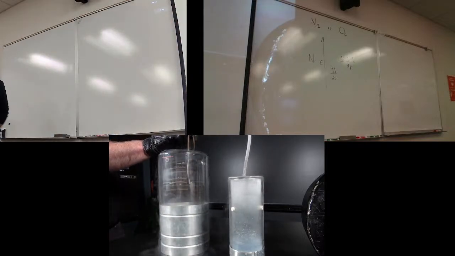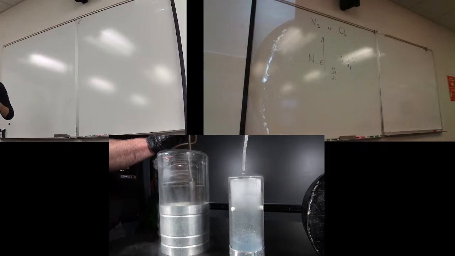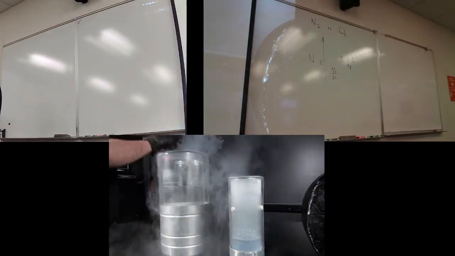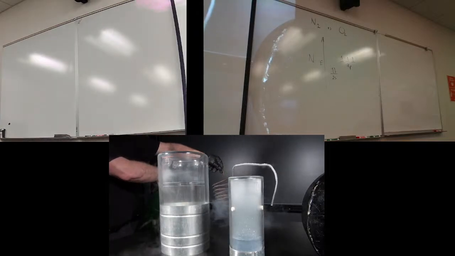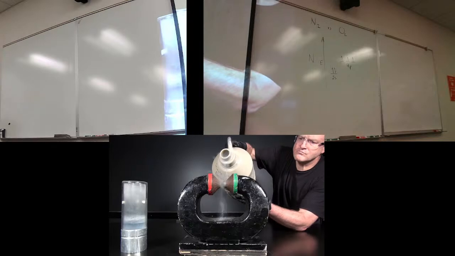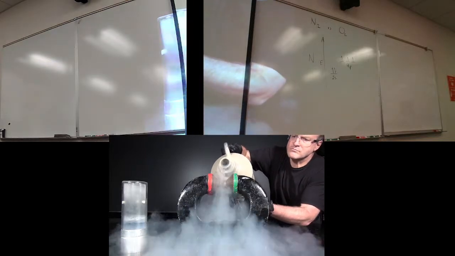Dewars are double-walled glass containers, so there's a vacuum in the middle, so it's nicely insulated. They're very expensive. Notice how it's lightly blue. Liquid oxygen is slightly blue. So they're pouring liquid nitrogen through.